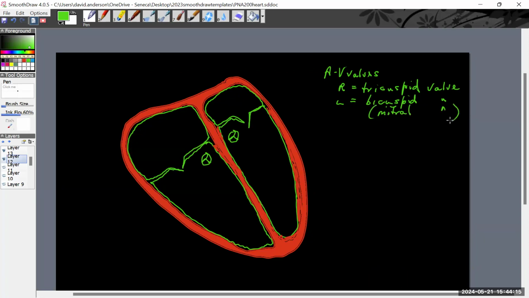I don't like that name because it doesn't give us any information. That word mitral doesn't tell us whether it's on the left or the right or anything structurally about it, how many flaps it might have. At least if it's called a bicuspid valve, we know that it's got 2 flaps, the bi telling us 2.